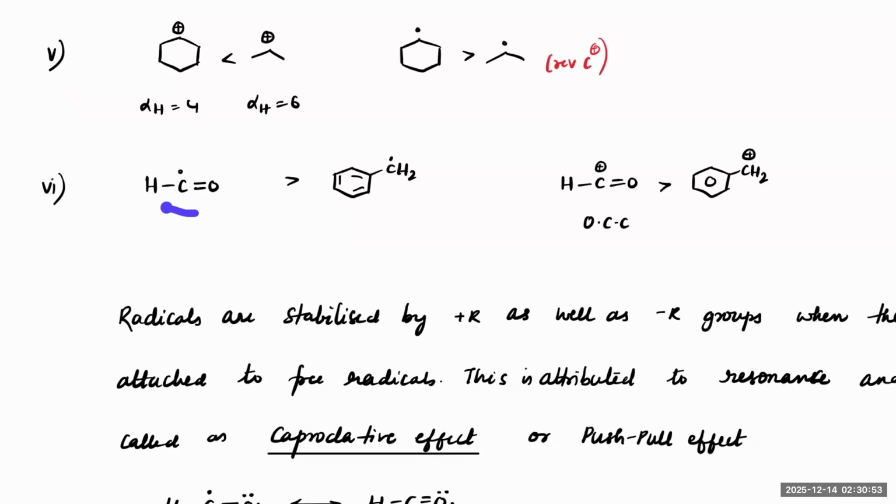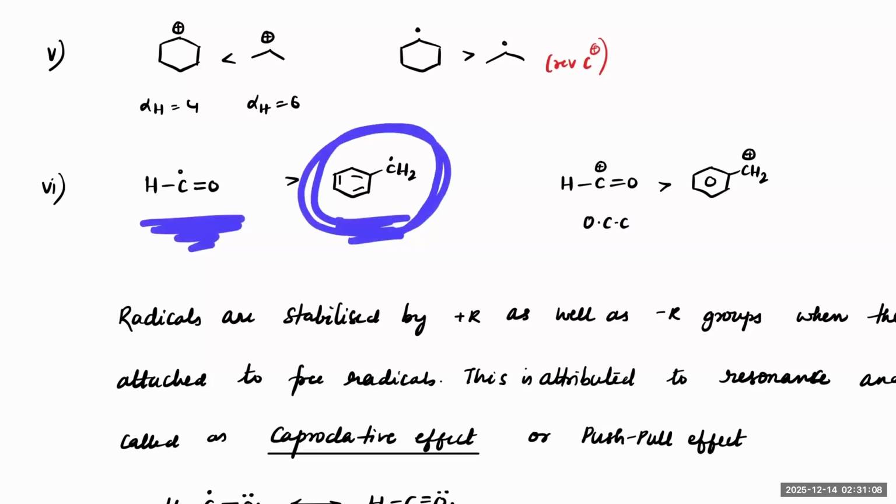Next, here if you notice, this is very similar to that of carbocation. Suppose you have an OCC here, you know that OCC is more stable than any form. Very similar to that, we have H double bond O dot, which is greater than that of benzyl radical.